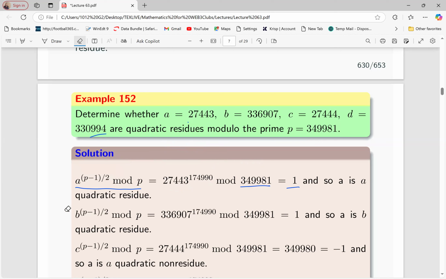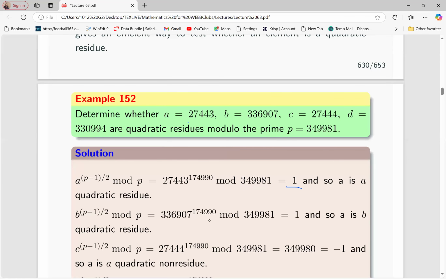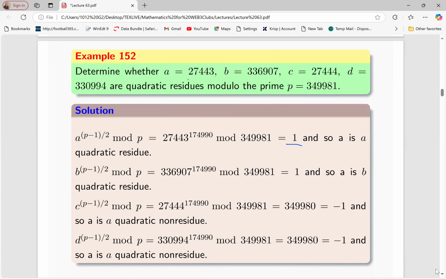Now, when you do this using code, you'll find that 27443 is a quadratic residue. You also try this other one: you raise it to that, and then mod this, and again you find it's a quadratic residue. But this one will not be a quadratic residue. It will be a quadratic non-residue. Even this one will be a quadratic non-residue.